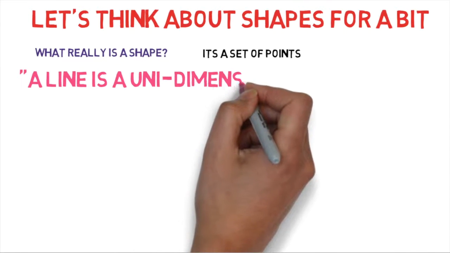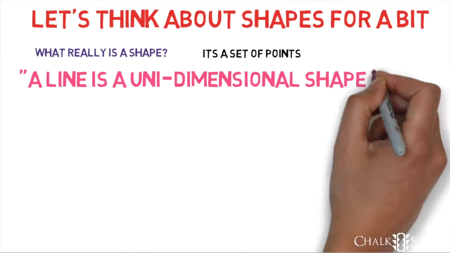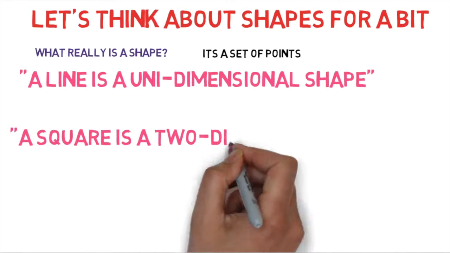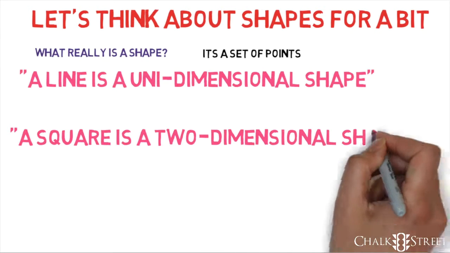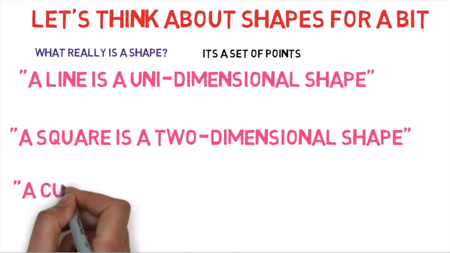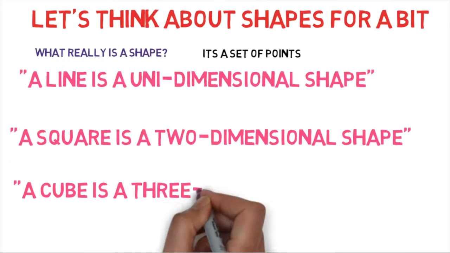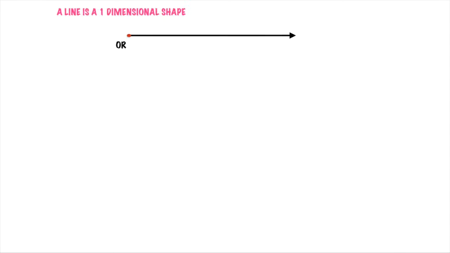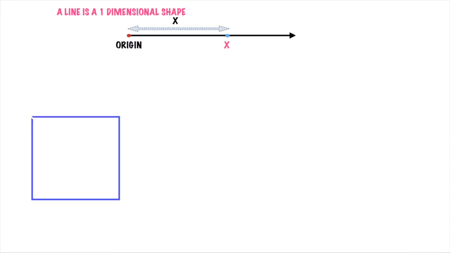Let's look at a few commonly heard statements and see what they really mean. A line is a unidimensional shape. A square is a two-dimensional shape. A cube is a three-dimensional shape. You might have heard this before and you might have said it as well, but do you know what it really means? A line is a one-dimensional shape. A line can be represented by a set of points which all can be described using one number. That one number is the distance from the origin.